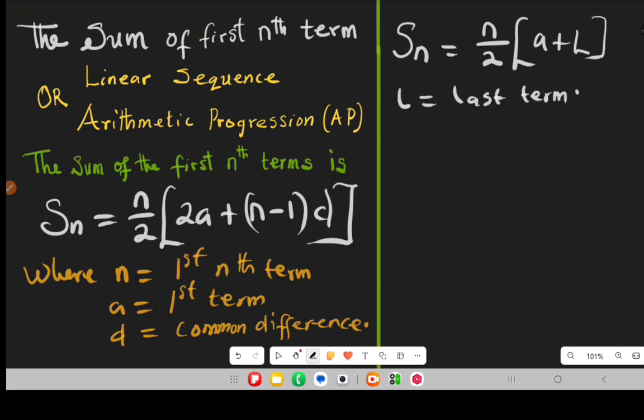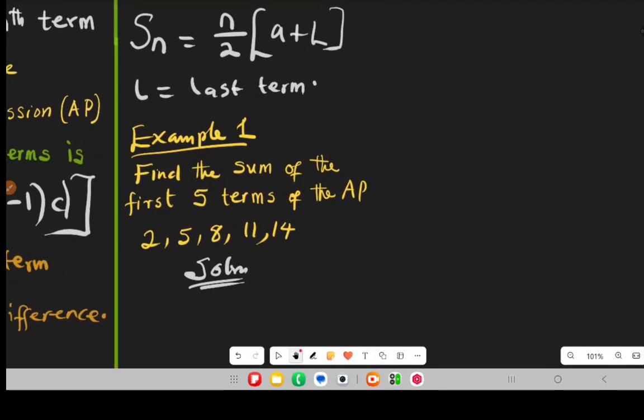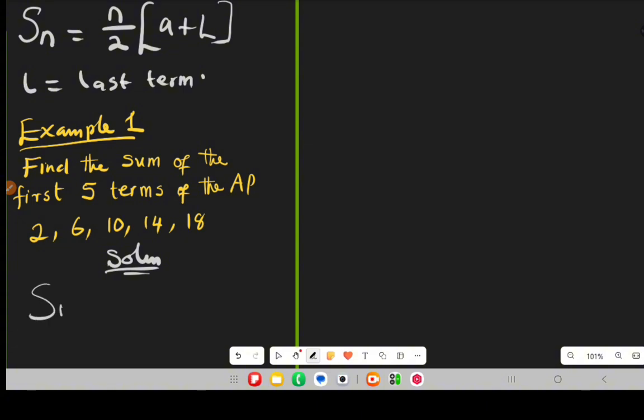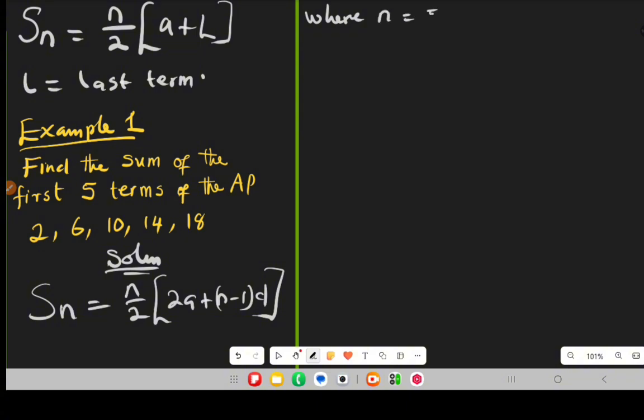Now let's take an example. Using the formula for finding the sum of n terms of an AP, which is Sn equals n over 2 times (2a plus (n minus 1) d), where n is equal to 5, a is the first term, which is 2, and d is the common difference. 6 minus 2 gives us 4, 10 minus 6 gives us 4, 14 minus 10 gives us 4, 18 minus 14 gives us 4. So 4 is the common difference.